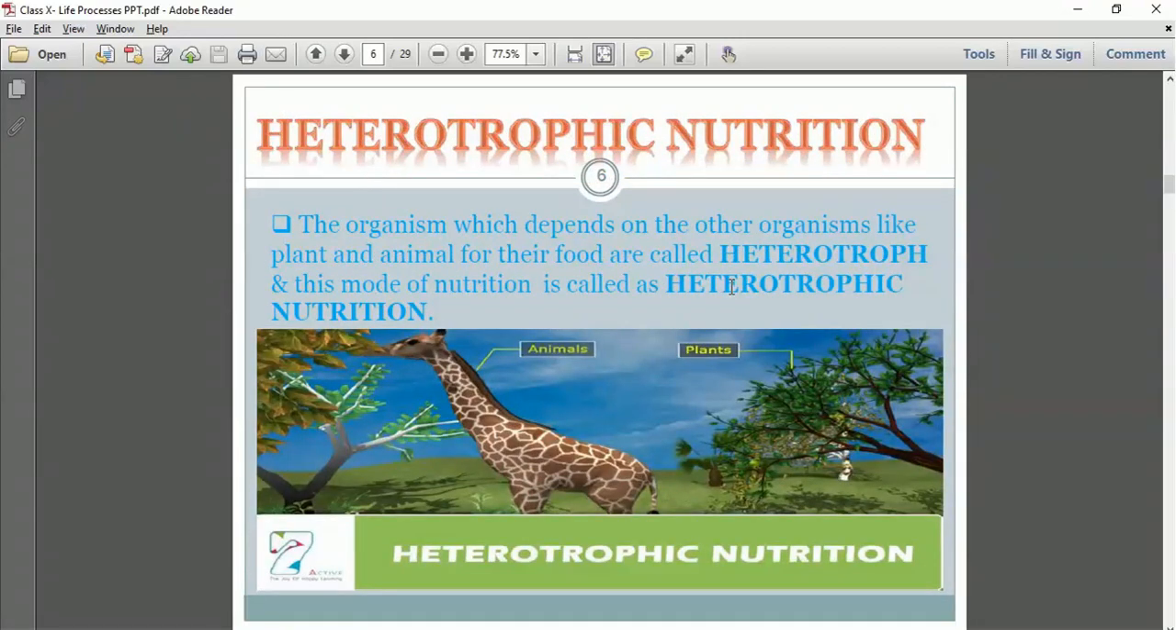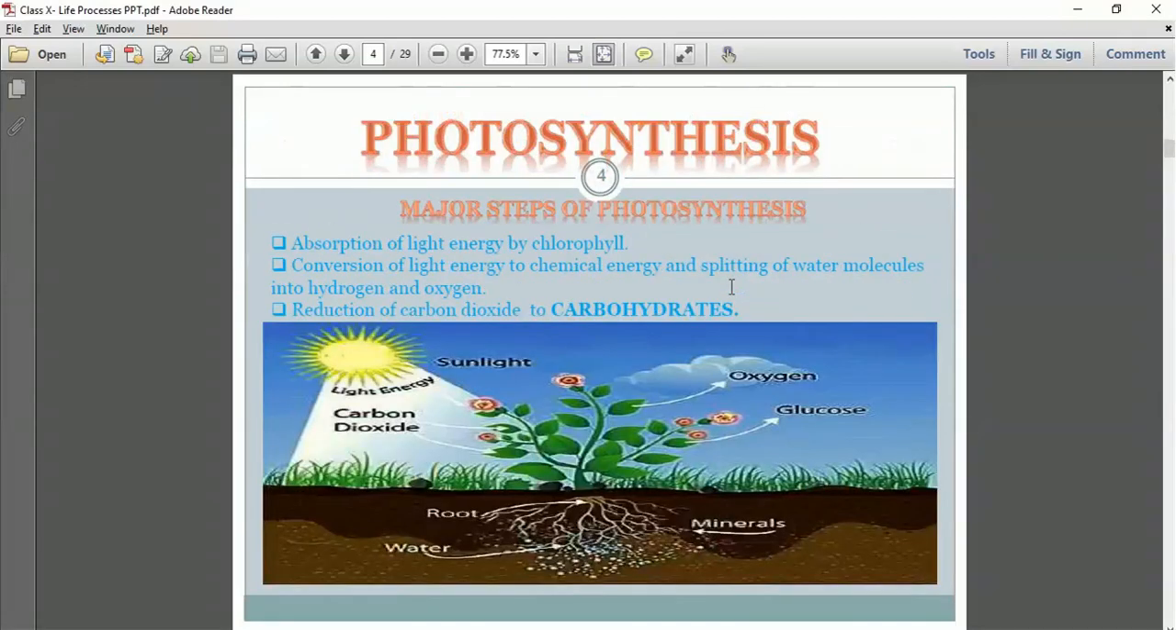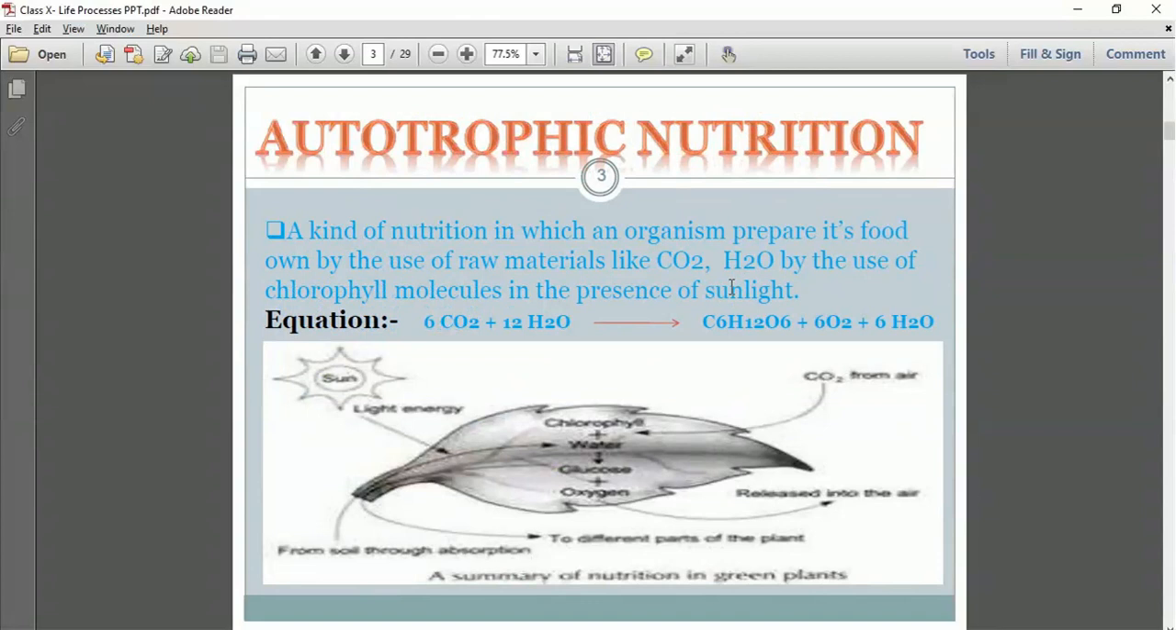Okay, now we have already discussed autotrophic nutrition. Now let's move to heterotrophic nutrition. As we talked about, autotrophic organisms make their own food by themselves, right? A quick recap: a kind of nutrition in which organisms prepare their food by their own with the use of raw materials like CO2 and H2O, by the use of chlorophyll molecules, like green plants.